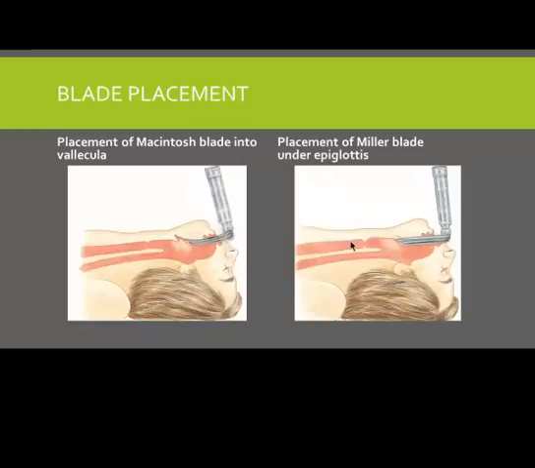All right? Remember with your Macintosh and your Miller, your Macintosh is designed to go in this little spot here called the what? Vallecula, whereas the Miller blade is designed to displace the what? The epiglottis. You've got to be careful with those. In pediatrics, the preferred blade is what? The Miller, because of the anatomy of the epiglottis. All right?